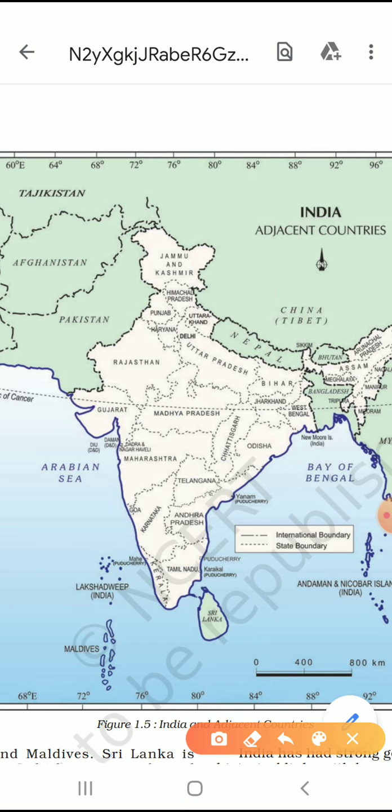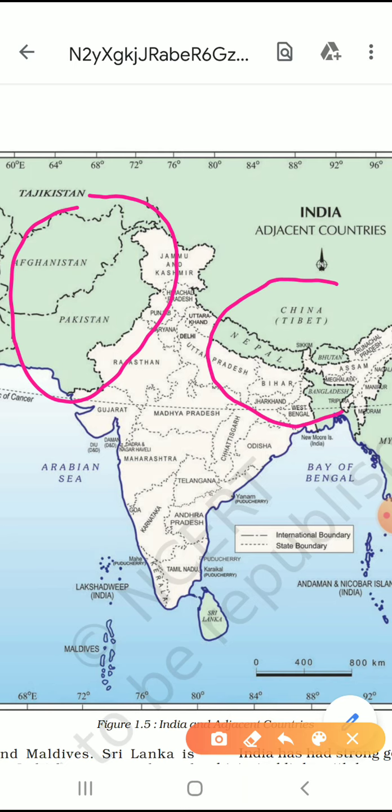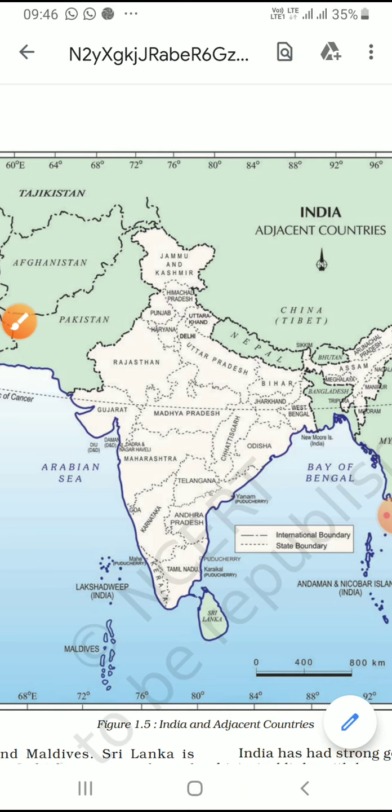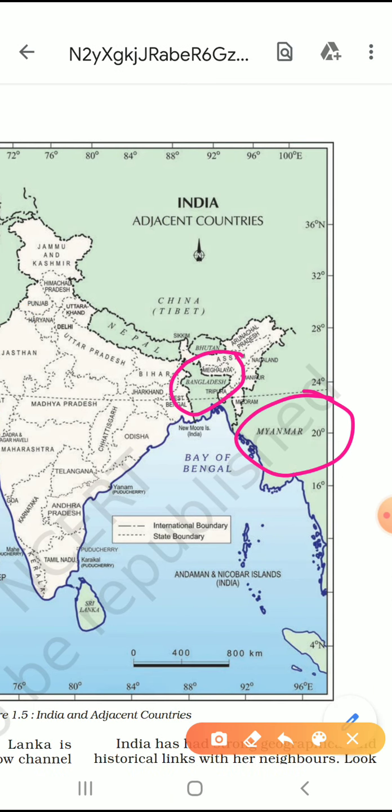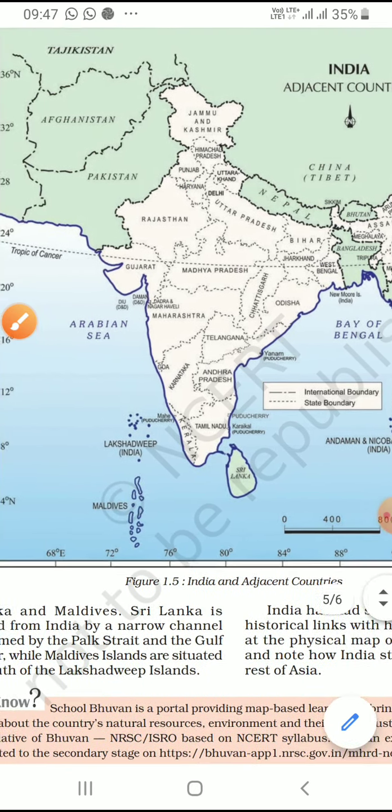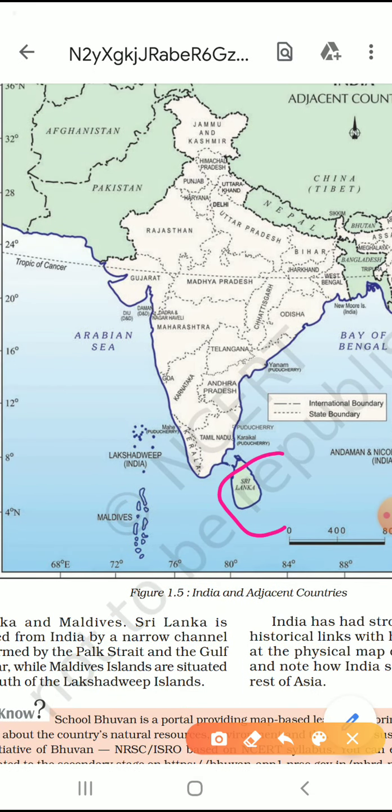In the northwest, India shares its boundary with Pakistan and Afghanistan. See, in the map you will see in the northwest you have Pakistan and Afghanistan. In the north you have Nepal, China and Bhutan. Did you see that? If you go to the east you will have Bangladesh and Myanmar, and if you go to the south of our country you will see that you have Sri Lanka and you have Maldives. Lakshadweep is a part of India, so that is not a neighbouring country. We have Sri Lanka and Maldives as our neighbouring countries.